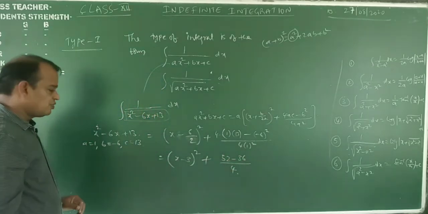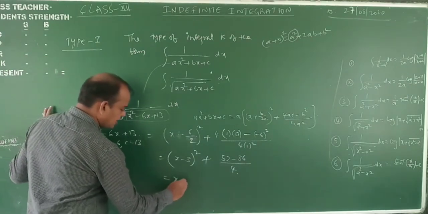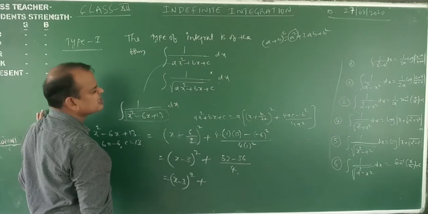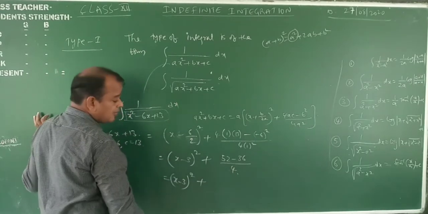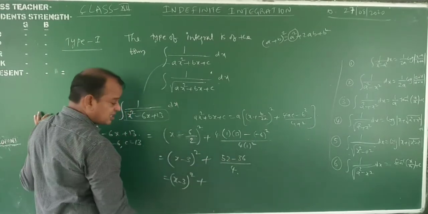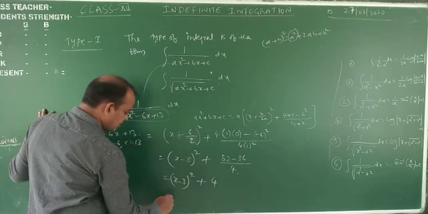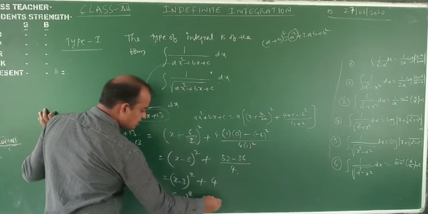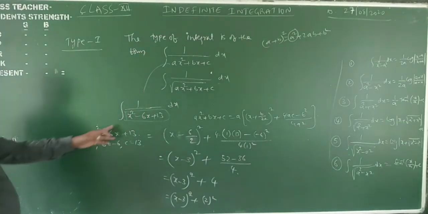4 into 1 square means 4. This is equal to (x minus 3) whole square plus 52 minus 36, which means 16. 16 by 4, that means 4. That equals (x minus 3) whole square plus 4, written as 2 square. Now what happened? Now substitute here.